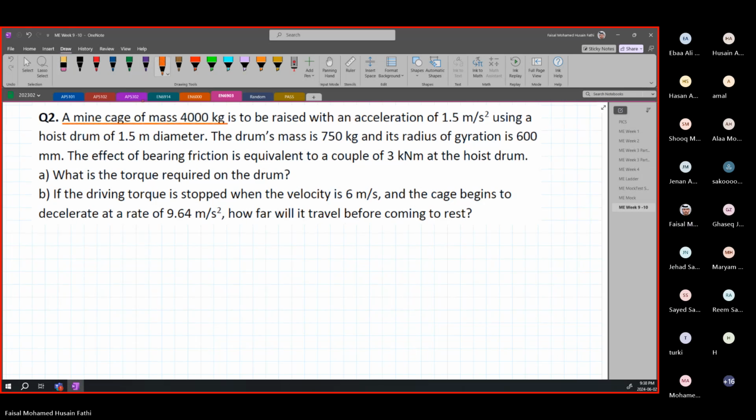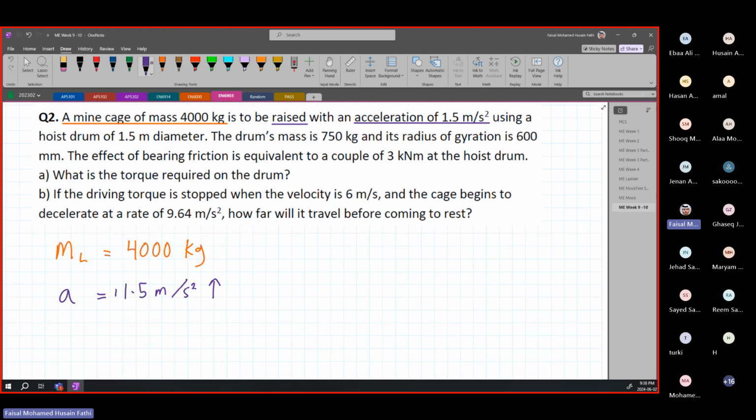All right. A mine cage of mass 4,000 kilograms. So our m_load is equal to 4,000 kilograms. Is to be raised with an acceleration. This is our acceleration. Let me keep acceleration in purple. All right. With an acceleration of 1.5 meters per second squared. This is our A value, which is 1.5 meters per second squared. And notice it says raised, meaning that the acceleration is going upwards. All right, or in other words, we can assume it as positive.